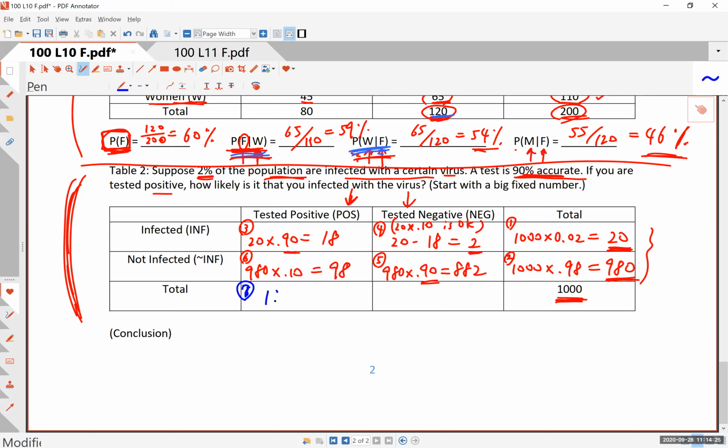Okay, so you add 18 and 98 to get the total, and that will give you 116. All right, number 8, you add these 2 numbers, so it's 2 plus 882, and that's 884 people. And of course, these 2 numbers together have to add up to 1,000, because that's the total number. Okay, so what does it say? Hopefully you have seen exactly how I filled in each of the boxes, right? Okay, out of 1,000 people.